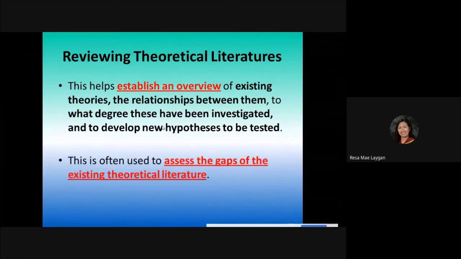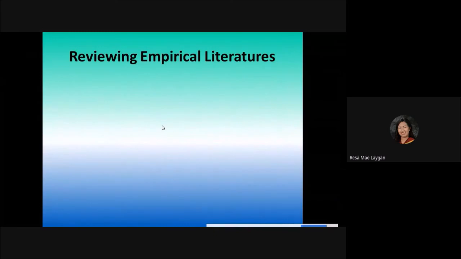So this is often used to assess the gaps of the existing theoretical literature. So you have to examine the assumptions of the theories that you believe are related to your study. So from the theoretical literature, let's proceed with the empirical literature.